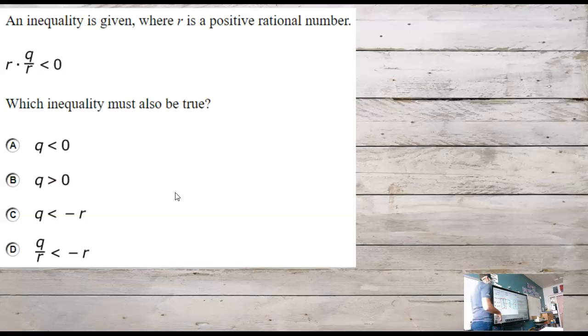We literally just talked about this a few problems ago. We multiply by r, and we divide by r. If I multiply by a number and divide by the same number, what happens? They disappear, right? That's a giant 1. An r on top and an r on bottom is a 1. So this is really just Q is less than 0.